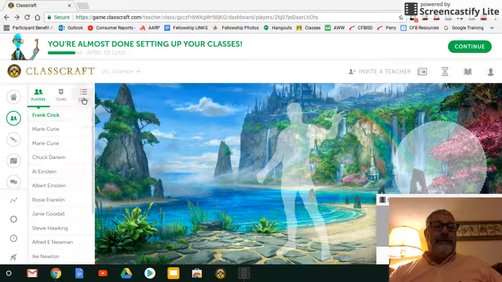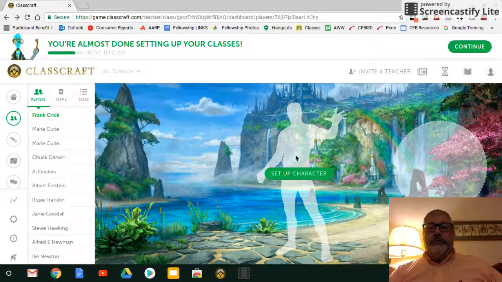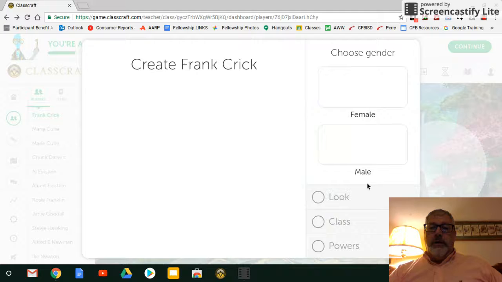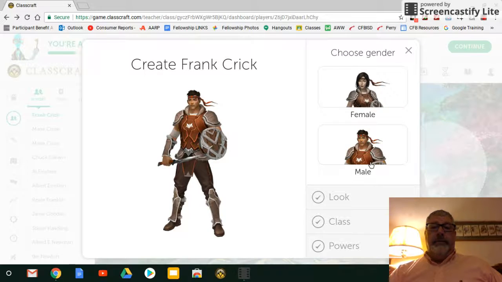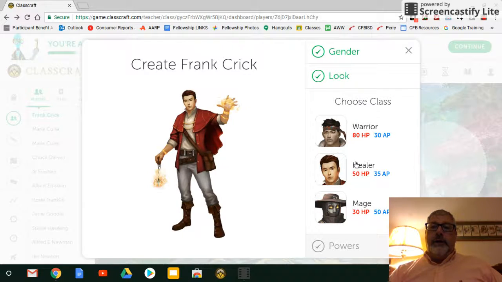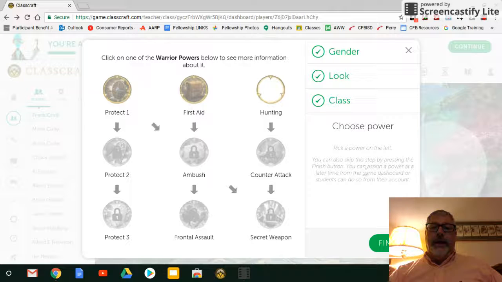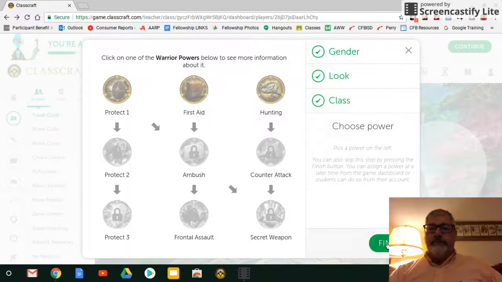So talking about Classcraft, we have students right over here. They can set up characters. For example, they can be male, they can be female, they can look a little different. They can also be some different classes. We'll make this guy a male. He looks like that. They can be a warrior, they can be a healer, they can be a mage, and all have different powers. And we'll talk more about that later.